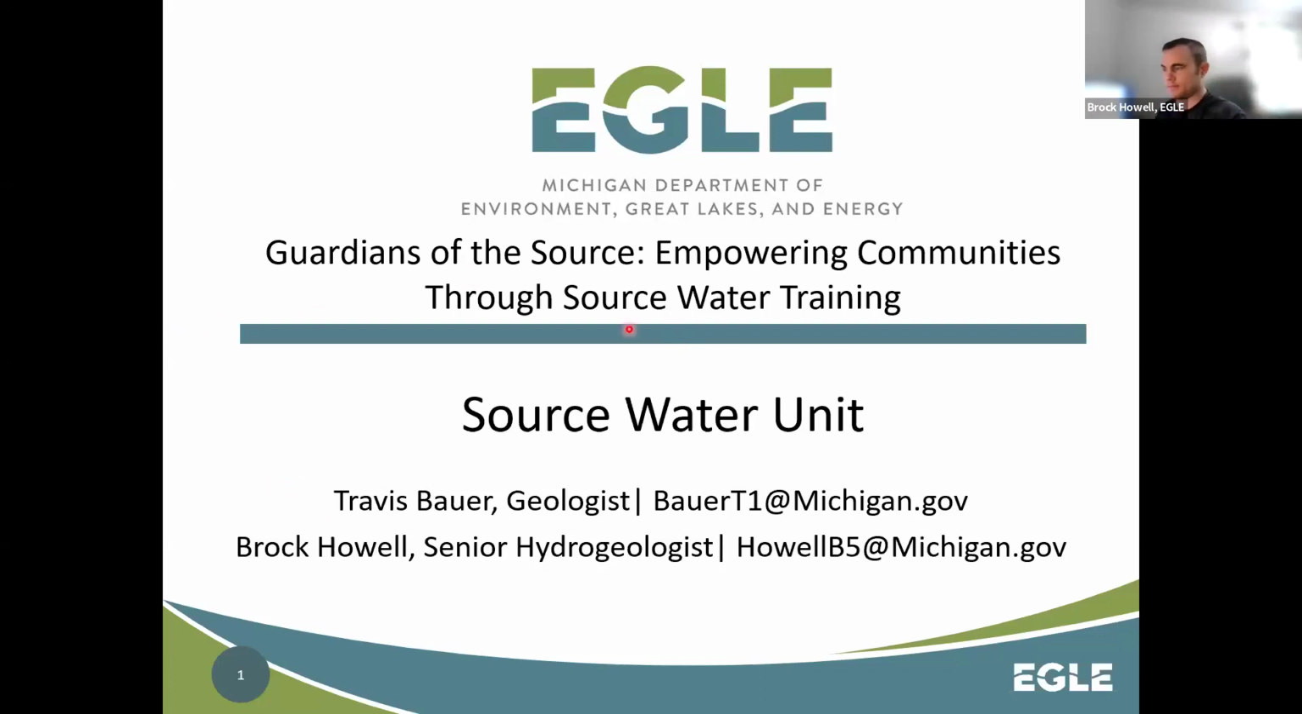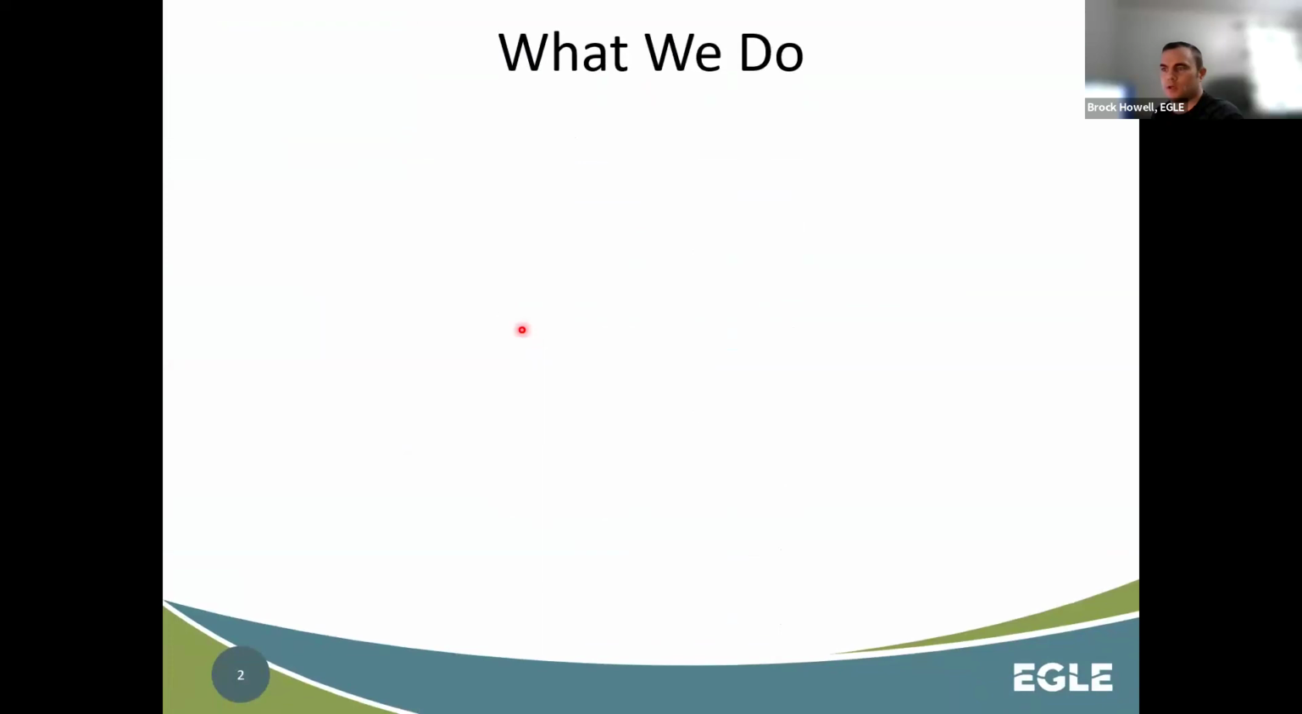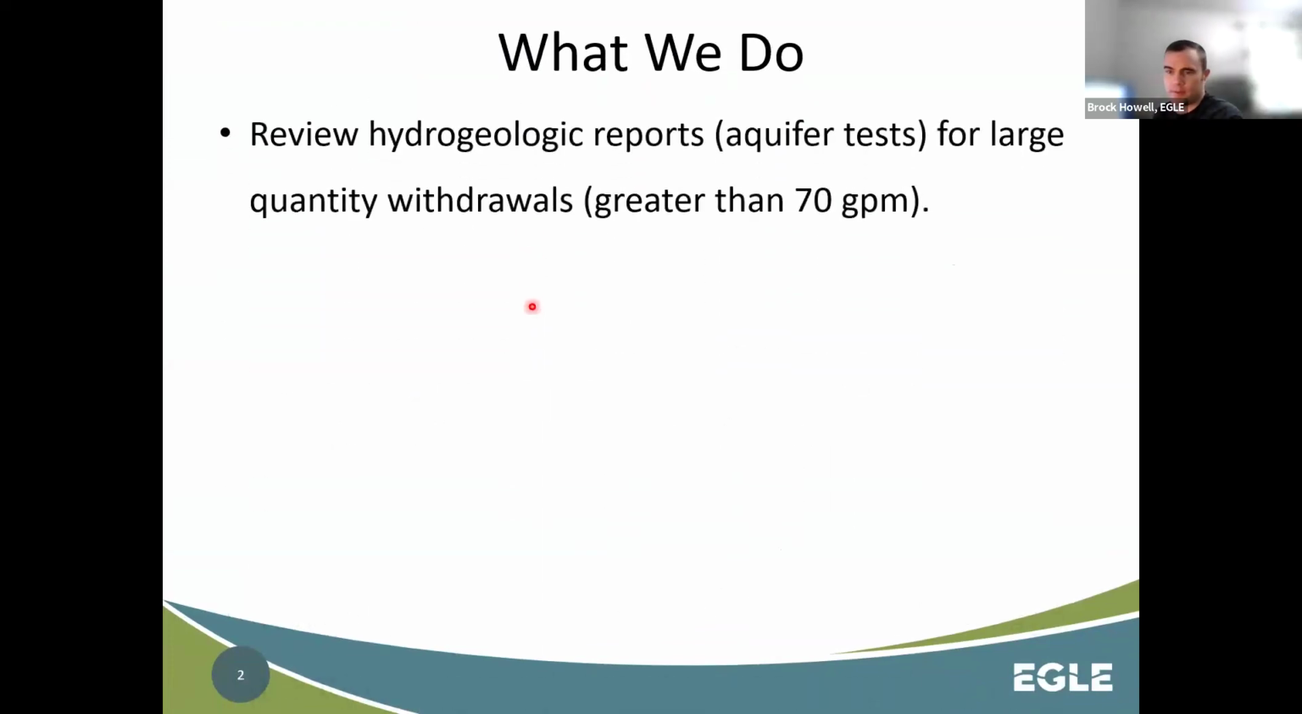All righty. Well, welcome to my section of the presentation. We'll be going through empowering communities through source water training, and what the source water unit does here. We have a wide range of roles and responsibilities, including review of hydrological or hydrogeological reports, or aquifer tests for large quantity withdrawals, typically greater than 70 gallons per minute. That approximately equates to about 100,000 gallons per day.